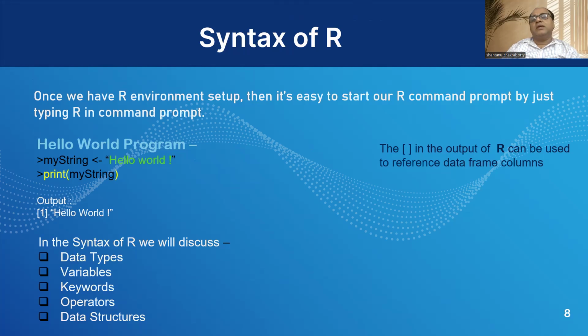For example, lowercase and uppercase have different interpretations. The syntax that we use in R has certain data types. R supports variables, operators, keywords, and data structures. So these are some of the syntax and semantics which are supported by the R programming language. So R has data types, variables, keywords, operators, and data structures, which are widely supported by R. R can be used to reference a data frame and a column, right?